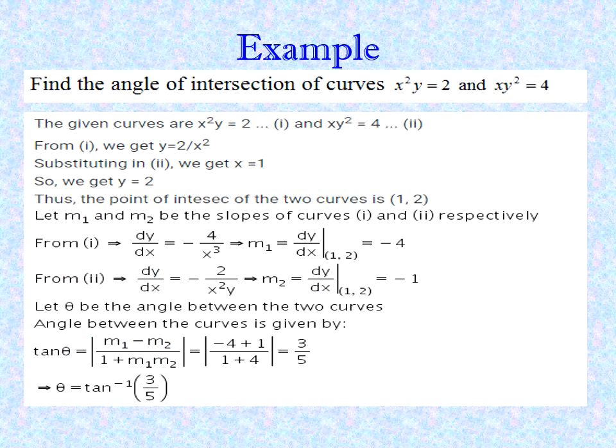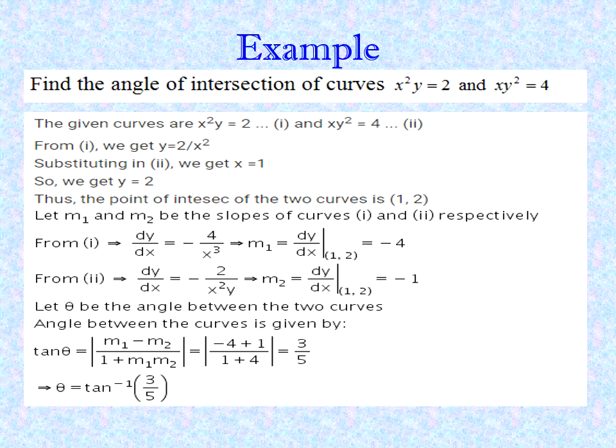Find the angle of intersection of the curves x square y equal to 2 and x y square equal to 4. The given curves are x square y equal to 2, number 1, and x y square equal to 4, number 2. Now from curve 1 we can write y equal to 2 by x square. Now substituting this value of y in the second equation, we will find x equal to 1. So we get y equal to 2. So the point of intersection of the two curves becomes (1, 2).